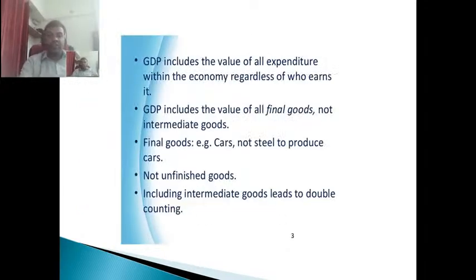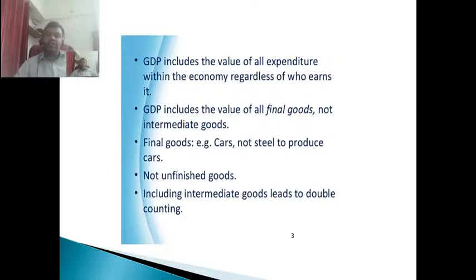We have discussed the slides. Something more about GDP. GDP includes the value of all expenditure within the economy, regardless of who earns it. Ultimately, GDP includes all kinds of expenditure, like private investment, public investment, government expenditure. Everything comes under GDP. GDP includes the value of final goods, not intermediate goods.